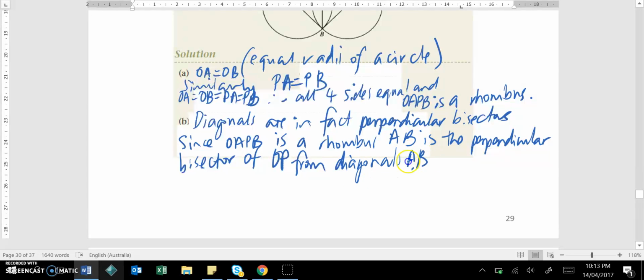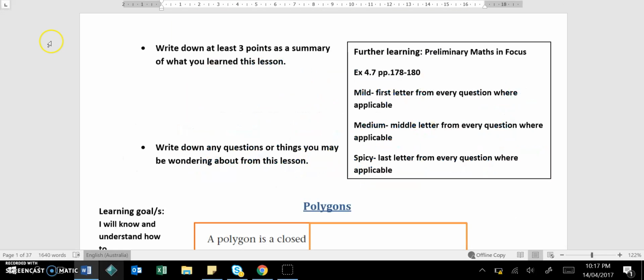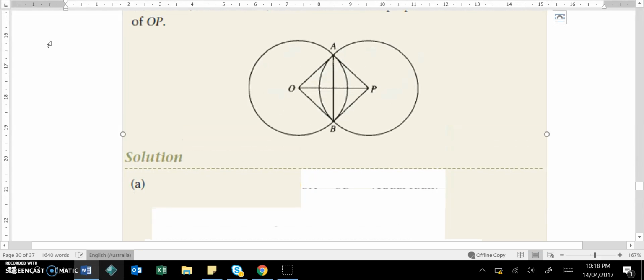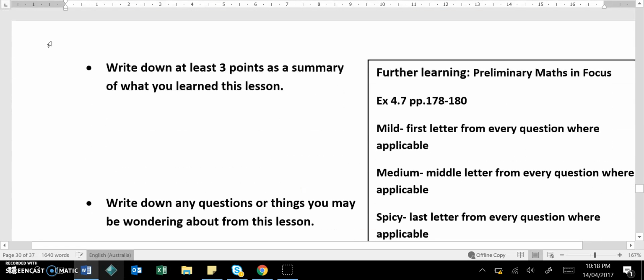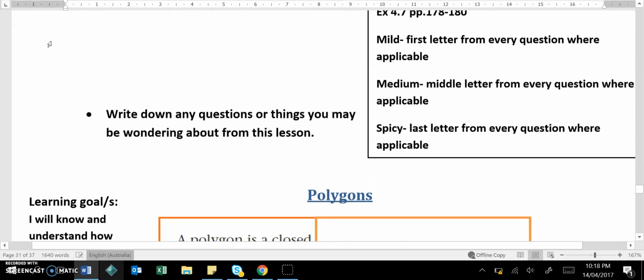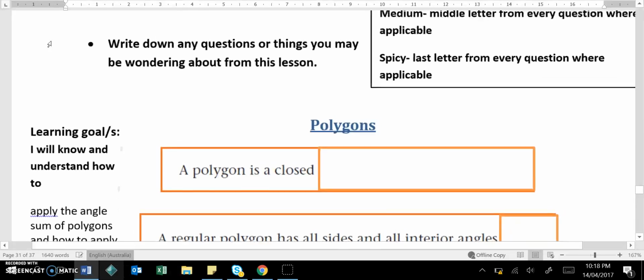AB and OP. Okay, so what does all that mean? Well, what we know is that if you have a rhombus, you already know there are perpendicular bisectors in there, so that's pretty much why we could say what we did for part B earlier on. So make sure you write down your summary points for that lesson. Any questions, you have a go at the exercises and write down any questions you have.